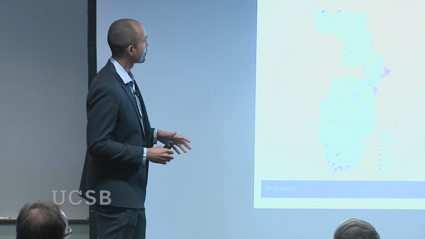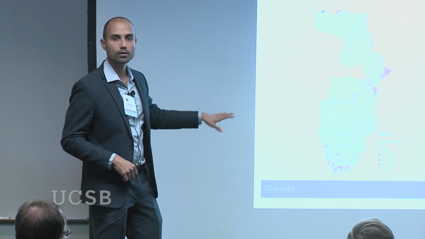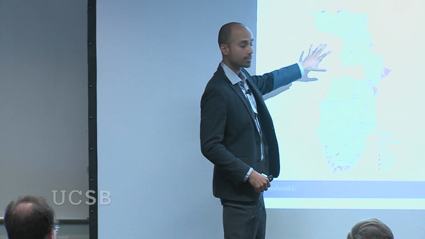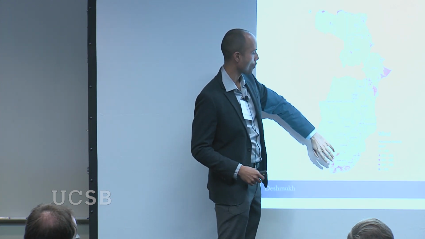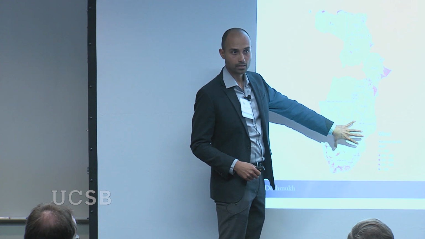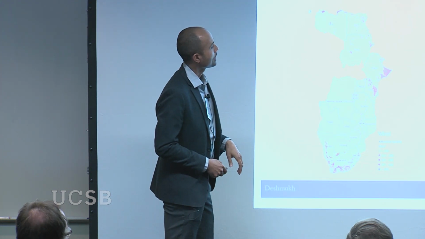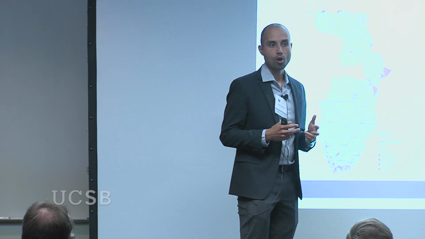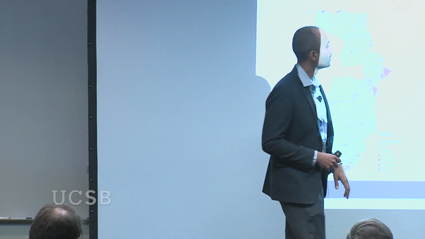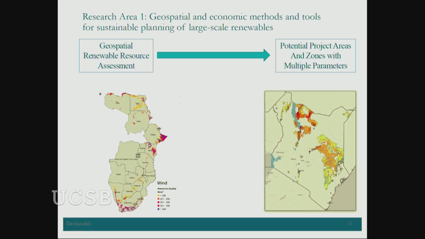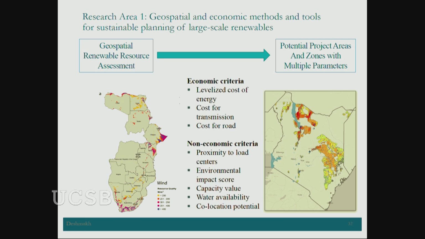So here's an example that we did for 21 countries in Eastern and Southern Africa. We do the spatial renewable resource assessment, looking at where the best, in this case, wind sites are. And then we develop what we call potential project areas or renewable energy zones. And this is a map of Kenya on the right, where the red areas are the best wind sites. Here's Nairobi.